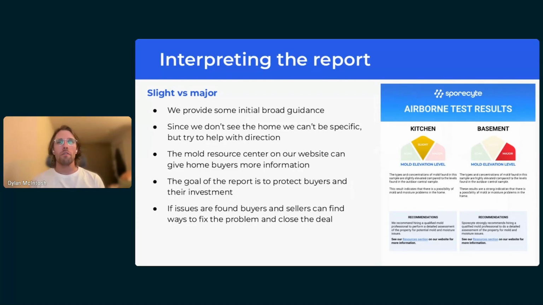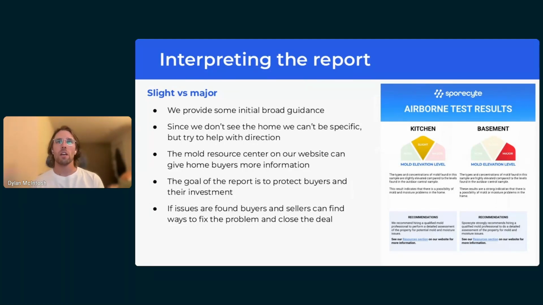Our reports offer some generally broad initial guidance. We only look at these numbers. We don't have all the details and context that an inspector would have. So we're not able to be very specific when we only have this context. So oftentimes it could be something that's just slightly elevated, where there's not really a mold issue. There's some other things happening that allow for it.